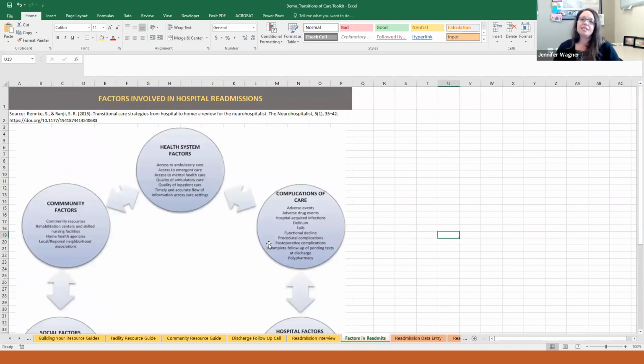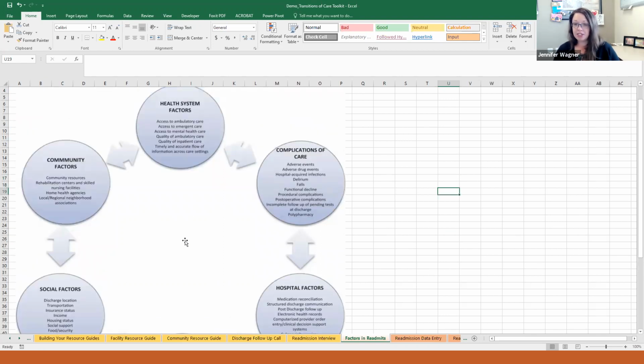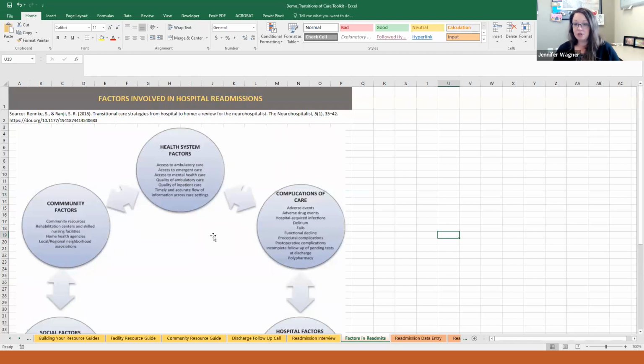Factors in readmits, this is an informational slide that hospitals can use to communicate how important it is to address the really, really lengthy factors of readmissions. Not only are there 6 categories, but there are subcategories in each one that will affect a readmission. So it's a very holistic thing to look at and a great visual for hospitals to use internally as to why working on readmissions and discharges is really important.